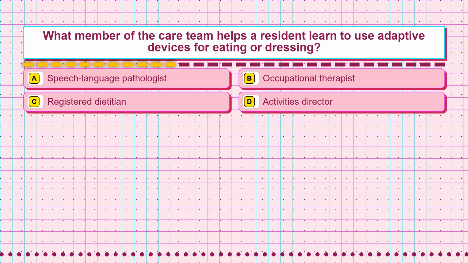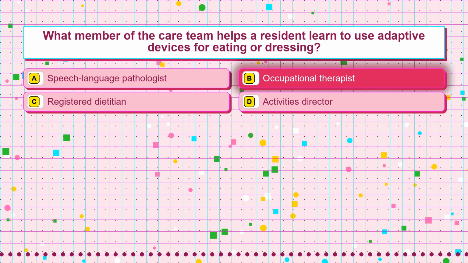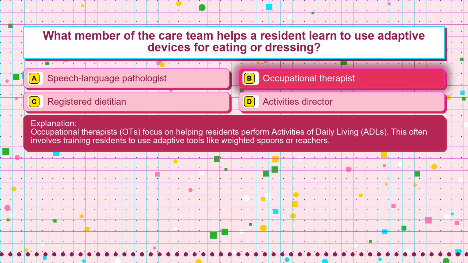Question 51. What member of the care team helps a resident learn to use adaptive devices for eating or dressing? Option A, a speech-language pathologist. Option B, occupational therapist. Option C, registered dietitian. Option D, activities director. The correct answer is option B, occupational therapist. Occupational therapists, OTs, focus on helping residents perform activities of daily living, ADLs. This often involves training residents to use adaptive tools like weighted spoons or reachers.